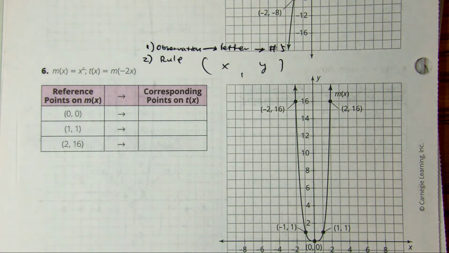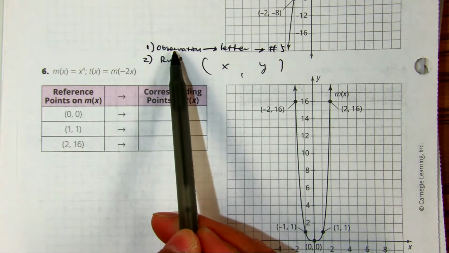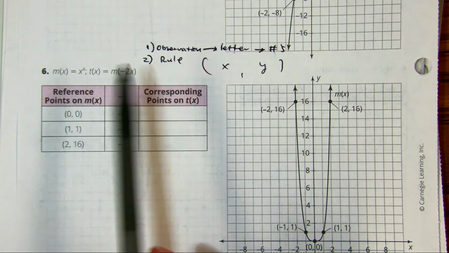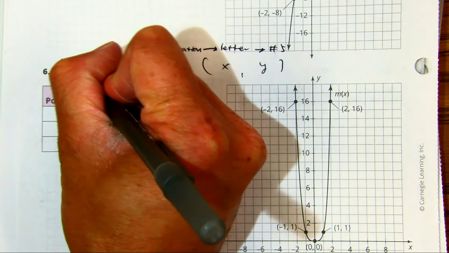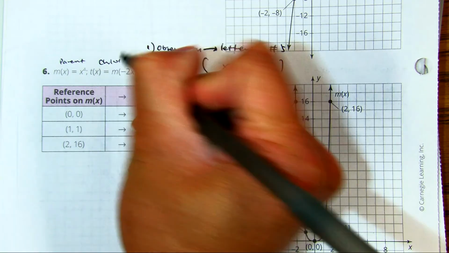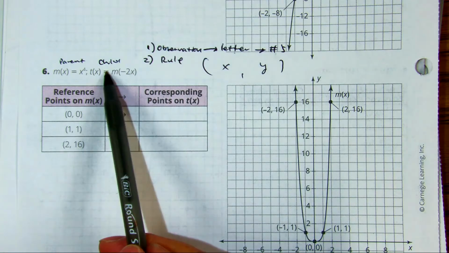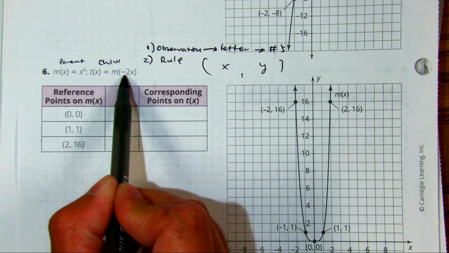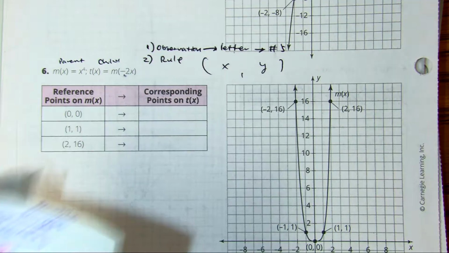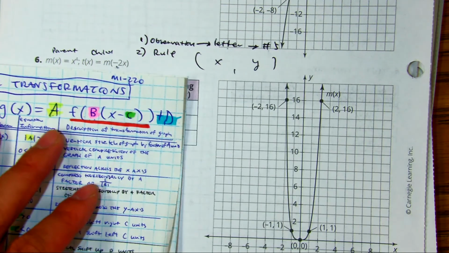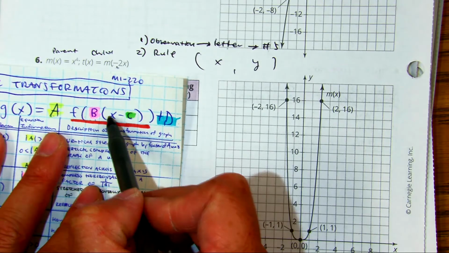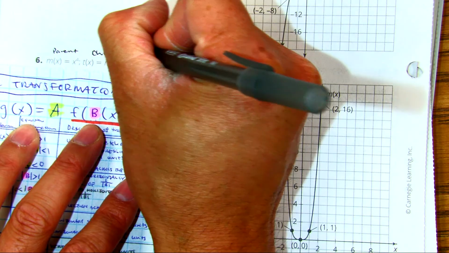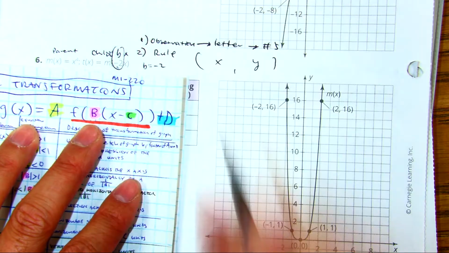For question number 6, I asked you guys to make an observation, get some letters, and get some numbers associated with it. So here is the parent function, and here is the child function. The child function is going to look like the parent function, but there are some transformations. Class, this -2, where is it? Is it on the inside of the parentheses or the outside? Inside. It's on the inside. Is it to the left of the x or to the right of the x? So my b value is -2. Raise your hand if you saw -2.